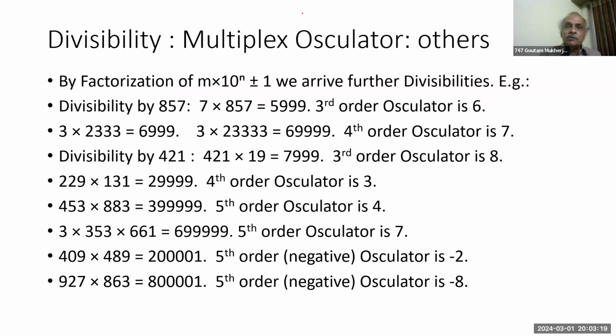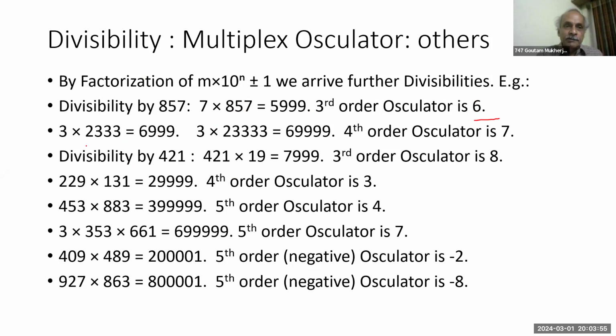So divisibility, multiplex oscillator, and others. Factorization of this arrives in these things. Like this, divisibility by 857. How does it come? Now we have to find that 7 into 857 is this. So the third order positive oscillator is 6, because 6 into 1000 minus 1. So the oscillator is 6 for third order. So you have to group into 3. Here it is group into 4.